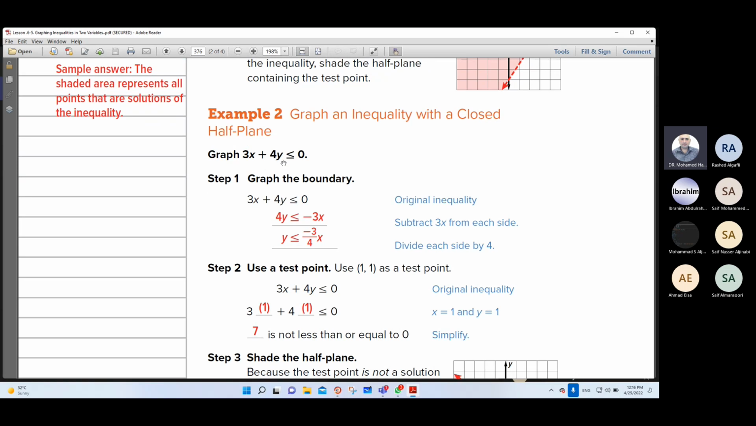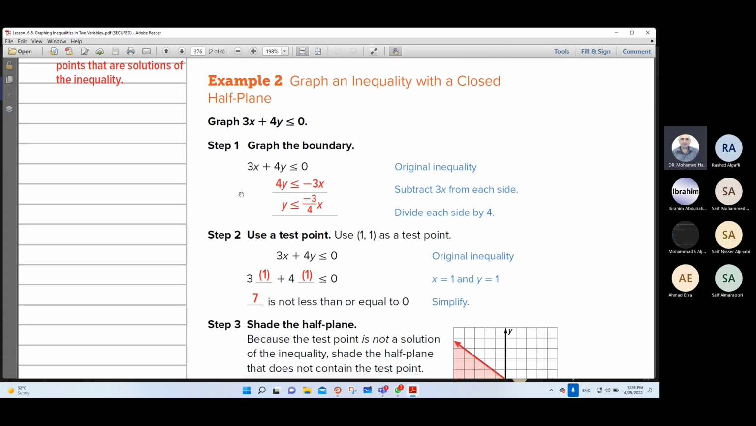So graph 3x plus 4y less than or equal to 0. The first step, graph the boundary. To graph this inequality, first try to write it as y less than or y greater than.